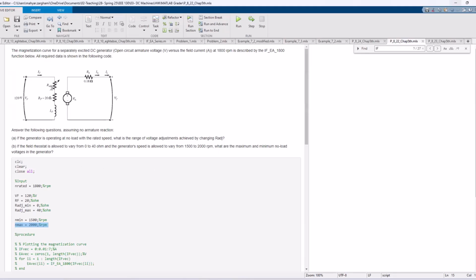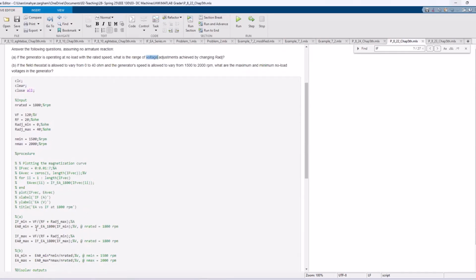We know that if you increase the R adjustable, then we reduce IF, which in turn would reduce phi, which would reduce EA. So this gives us the idea that our adjustable minimum is for the case where we want the maximum voltage, and we would use our adjustable maximum to get the minimum voltage. That makes sense.